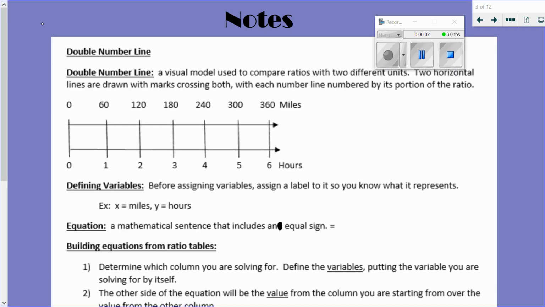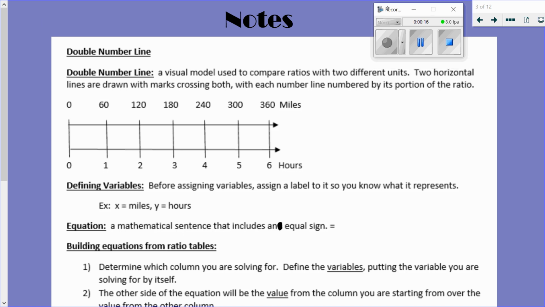Okay, guys, today what we're going to do is what we call double number lines. This is just another representation for our ratios. There is a major advantage to these, though, that we'll go over in just a little bit. So a double number line is a visual model used to compare ratios with two different units.